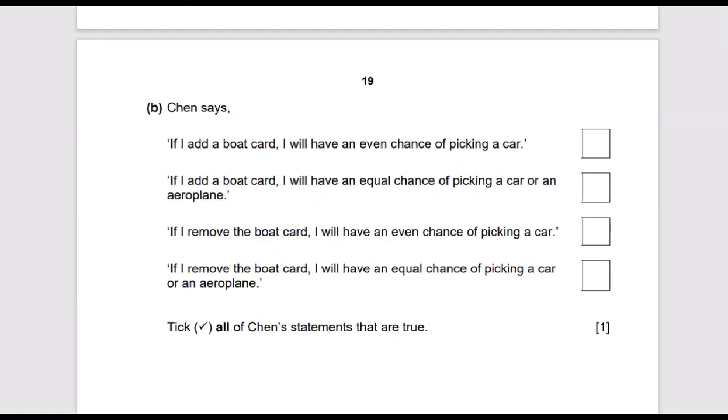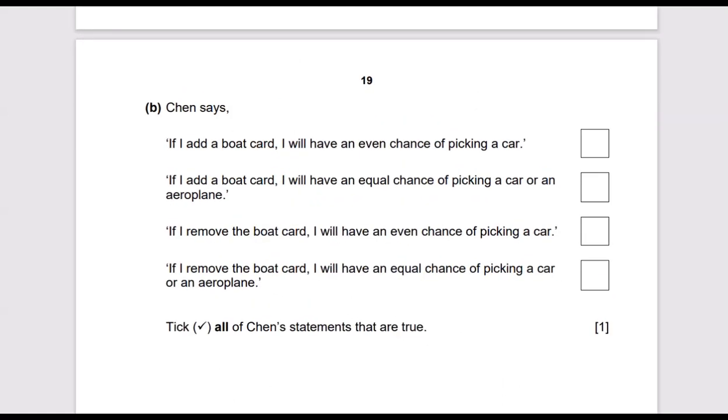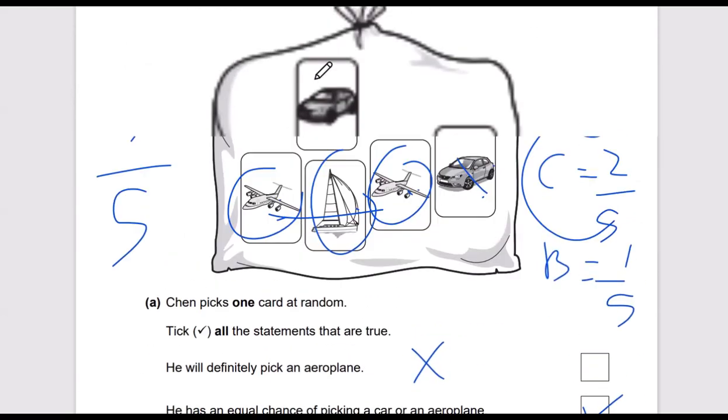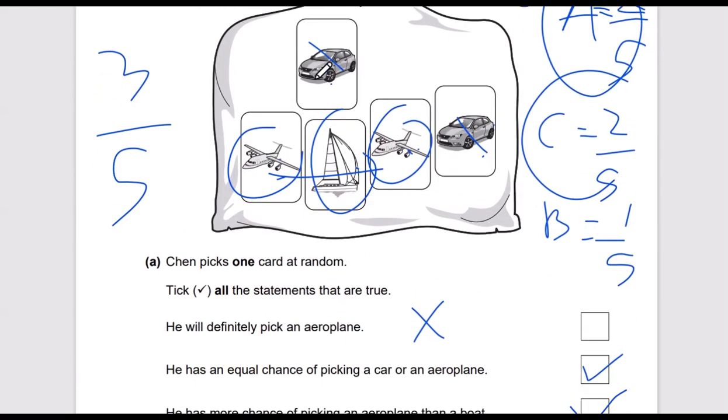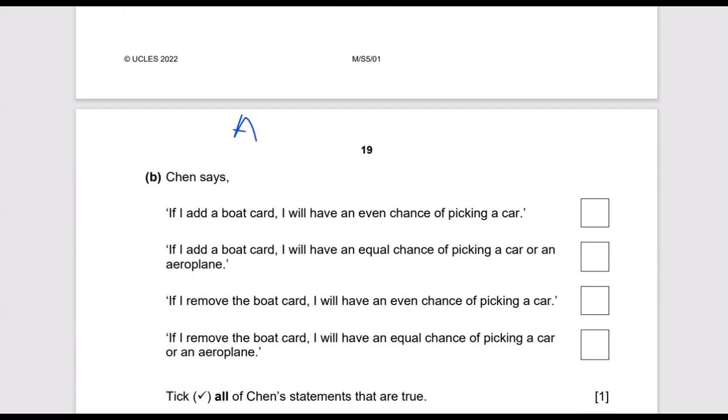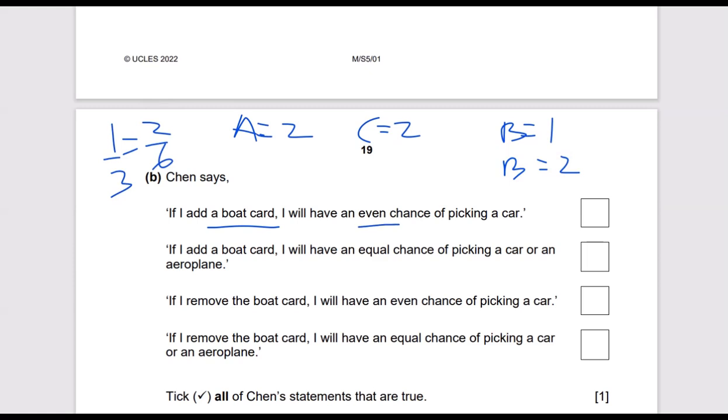Right, next. Question B says, if I add a boat card, I will have an even chance of picking a car. So now we have aeroplane 2, car 2, and boat 1. Now if I add a boat, and boat becomes 2, would I have an even chance of picking a car, an even chance of 50%? If this becomes 2, then picking a car will be 2/6. That is 1/3. Then that is not an even chance, so not correct.